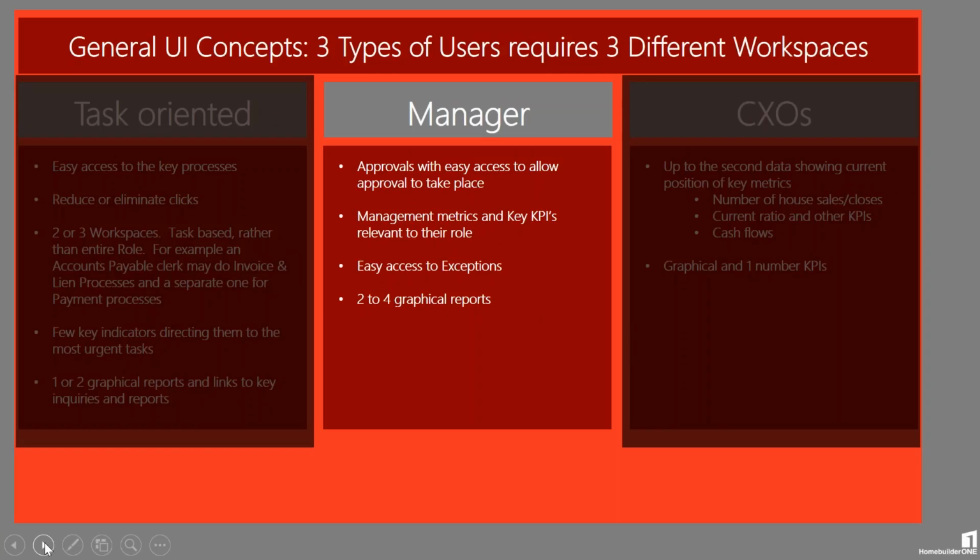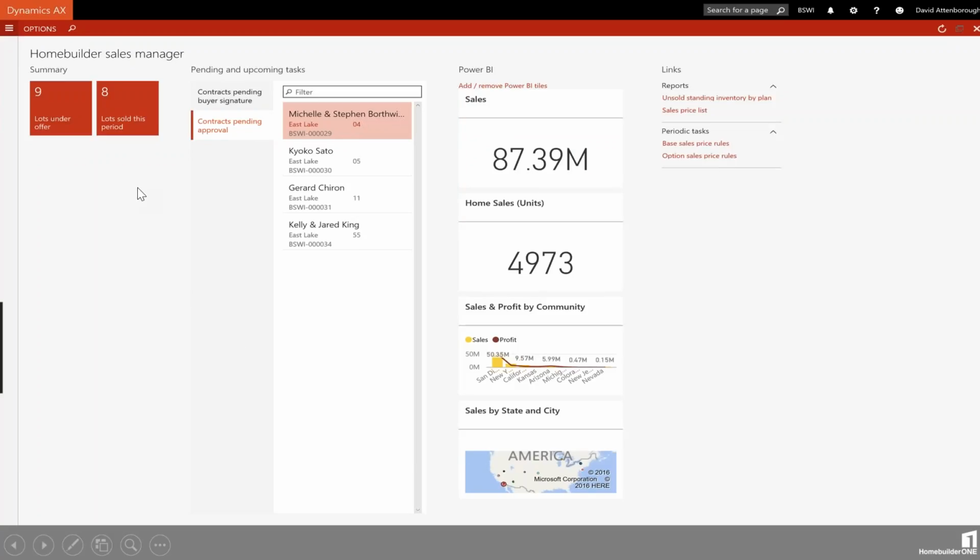The middle one then is a manager kind of role. They may do less of the processes, but they may still have some approvals that they need to do. They may have more metrics or more KPIs. They want to have easy access to any exceptions, so they can do their role and manage, and they may have multiple reports. So KPIs on the left hand side, key tasks that they need to do.